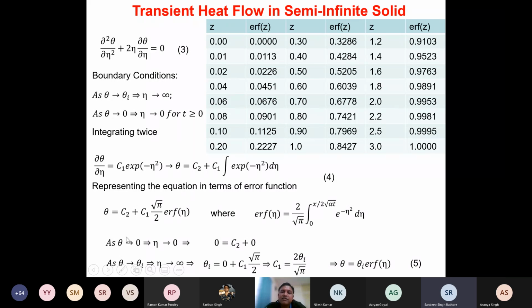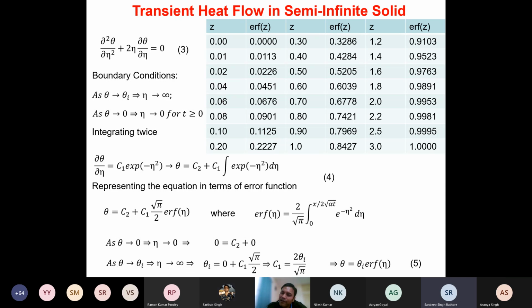But let's simplify this further. Here there are two constants, c1 and c2. So let's apply the boundary conditions. What were the boundary conditions? At theta tends to 0, eta tends to 0, isn't it? So if eta tends to 0, what is the value of the error function? 0, isn't it? Can you see here? So that means this entire factor becomes 0. That means c2 will be equal to 0. Do you all agree?